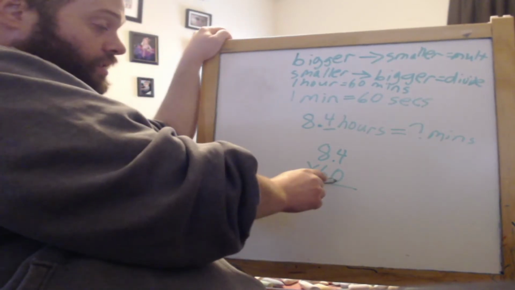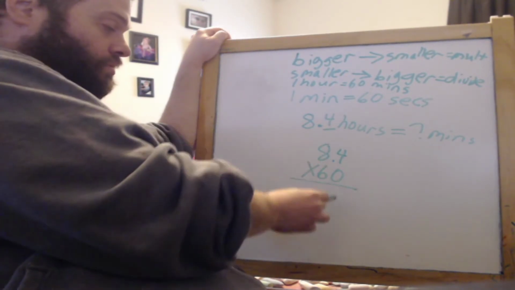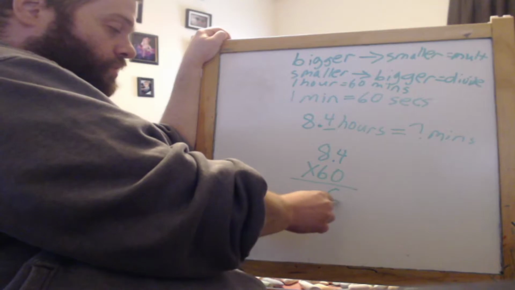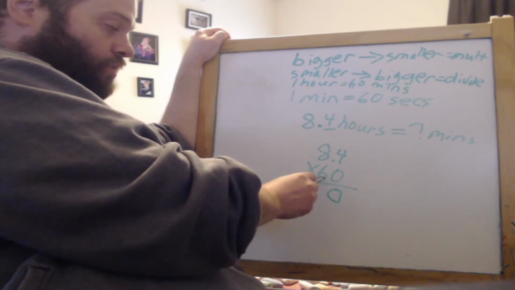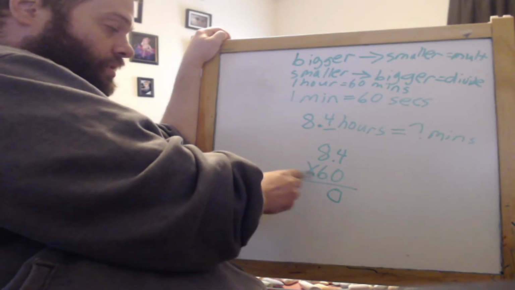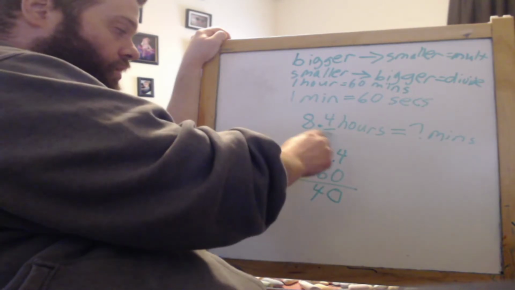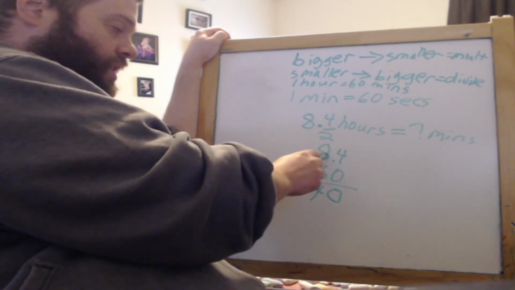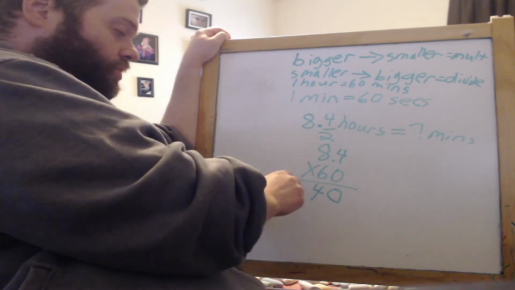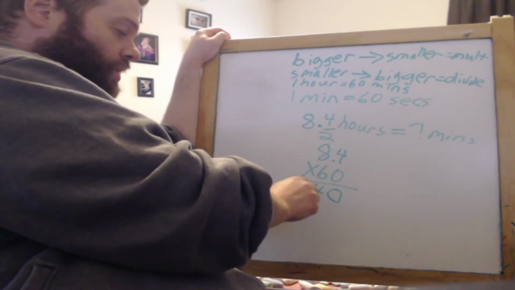And then obviously 0 is 0. And then we can put the 0 here. So we're multiplying by 60. 6 times 4 is 24. Okay, 6 times 8 is 48 plus 2 equals 50.